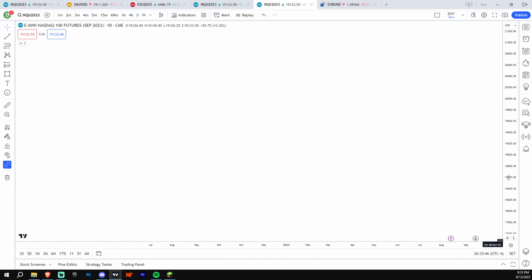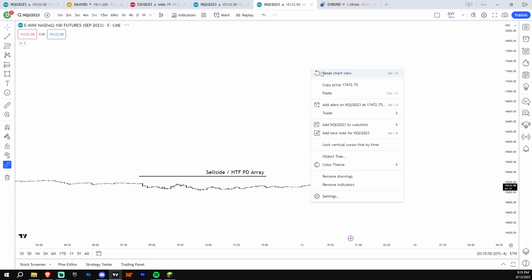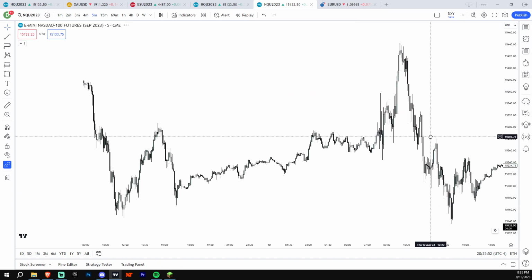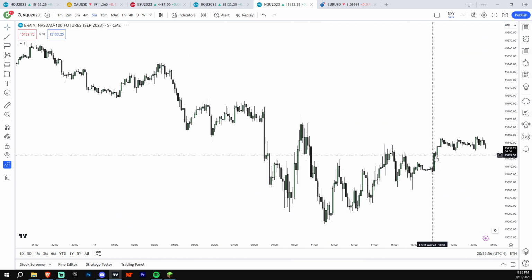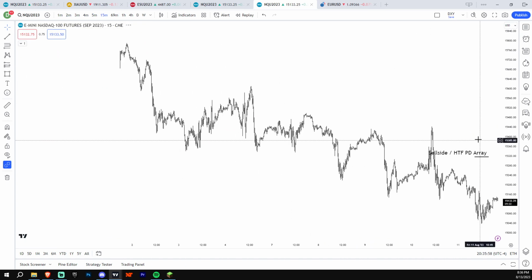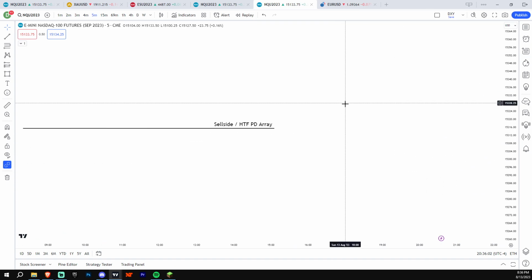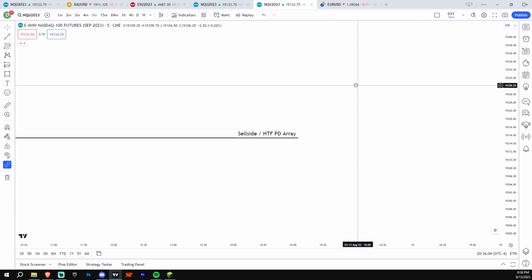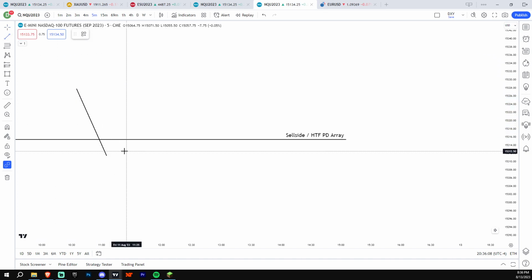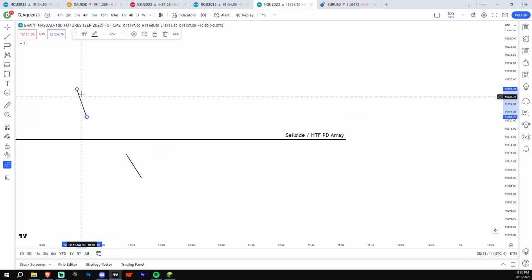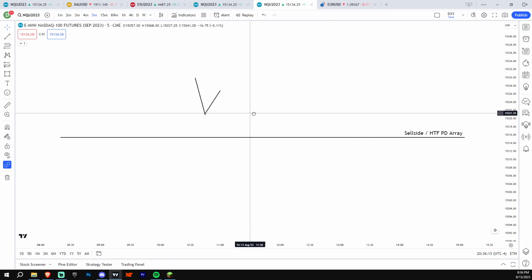When I draw a line that says it has to be a higher time frame PD array, that's exactly what I mean. It has to be a fair value gap, some sort of sell side level. Now, let me go back. The 2022 model is this: we hit this level, and generally before we hit the level, we put in a lower high. This is the important part.